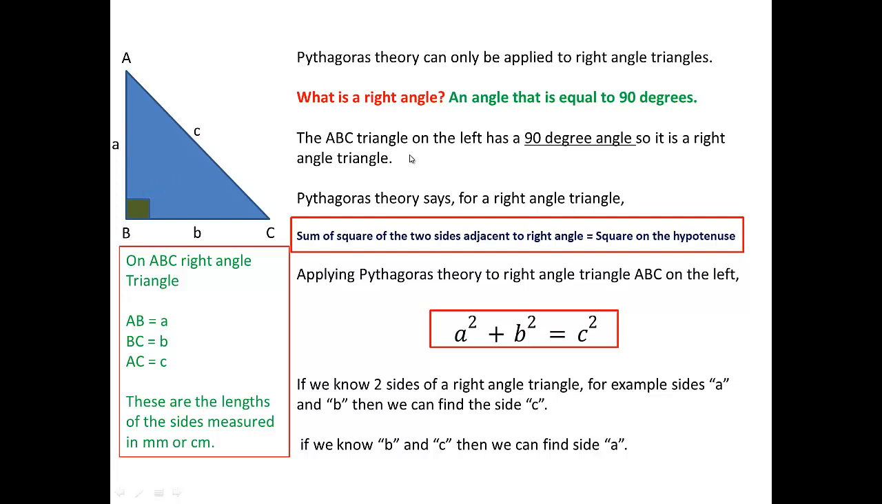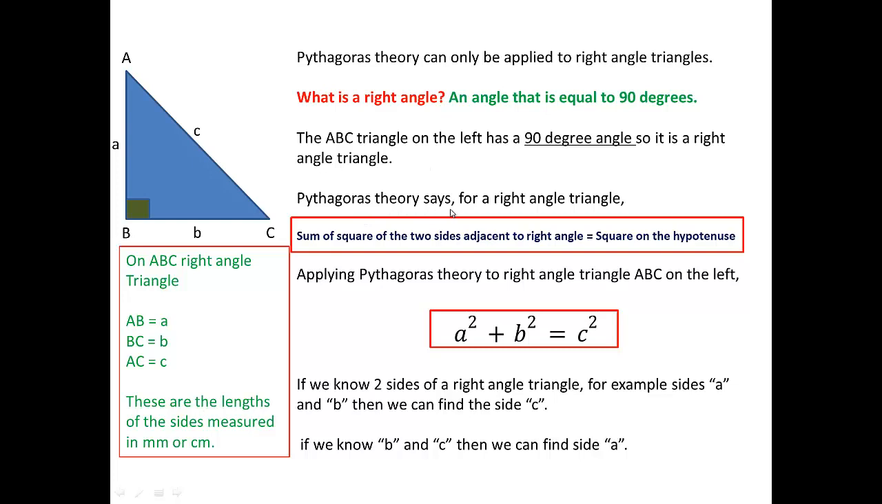The triangle ABC on the left has a 90-degree angle. Therefore, it is a right angle triangle. On the right angle triangle ABC, side AB is equal to a, side BC is equal to b, side AC is equal to c. These are the lengths of the sides measured in millimeters or centimeters.